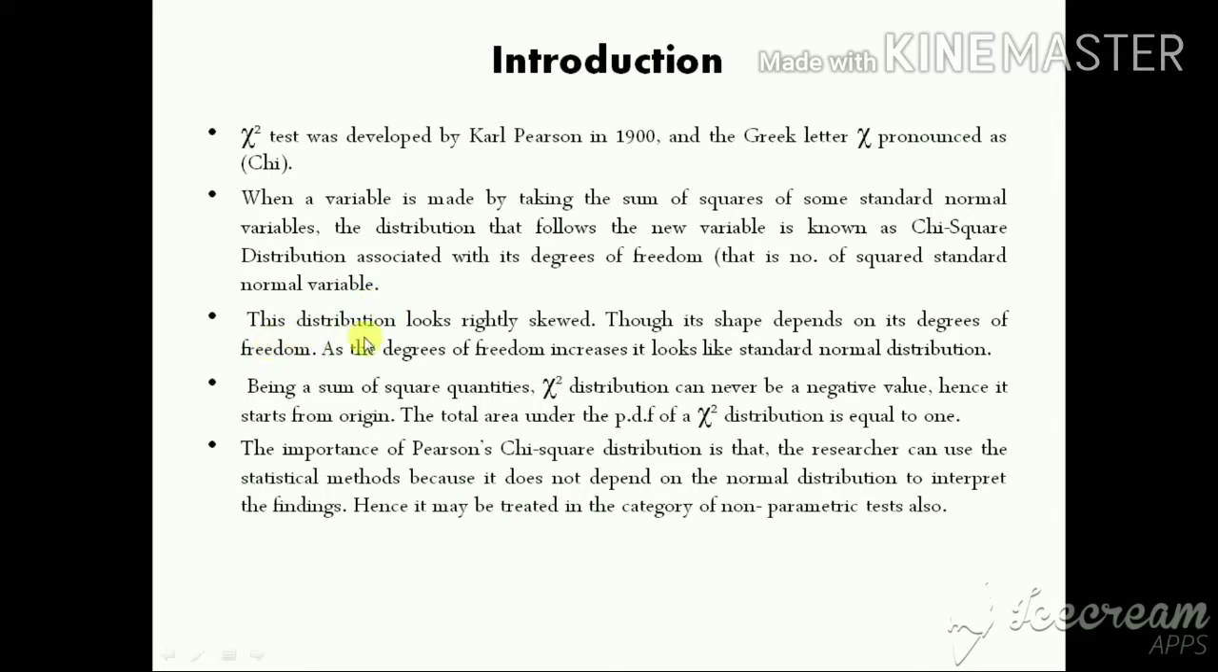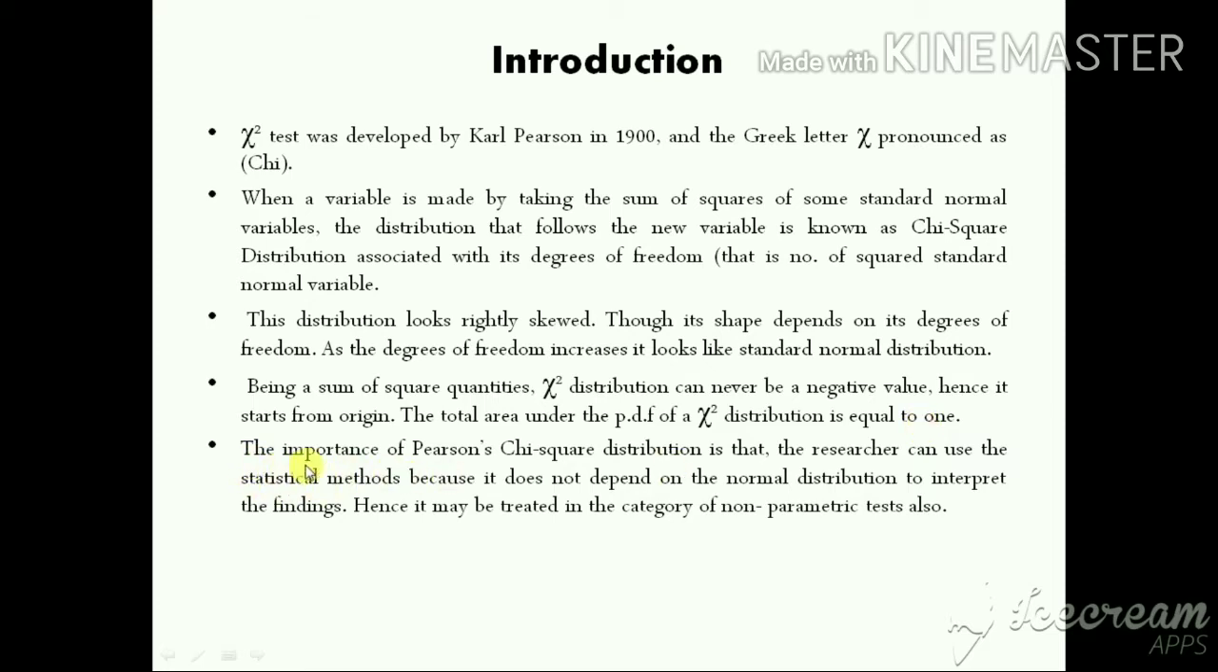This distribution looks right-skewed, though its shape depends on its degrees of freedom. As the degrees of freedom increase, it looks like the standard normal distribution. Being a sum of squares quantity, the chi-square distribution can never take a negative value. Hence, it starts from the origin. And as we know, for any continuous random variable, the total area under the probability density function is equal to 1.